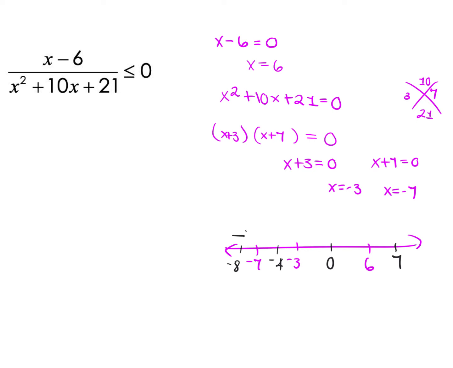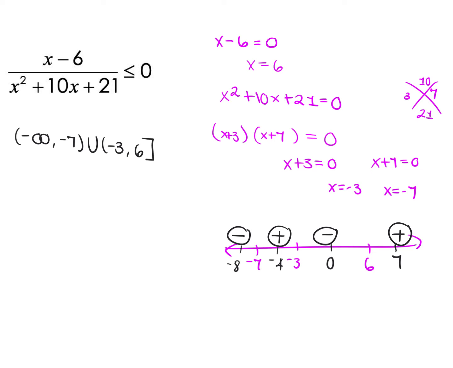So at -8, we're going to be less than 0. At -4, we're going to be greater than 0. At 0, we're going to be less than 0. And then at 7, we're going to be greater than 0. So this graph is less than or equal to 0 from -infinity to -7, union -3 to 6.